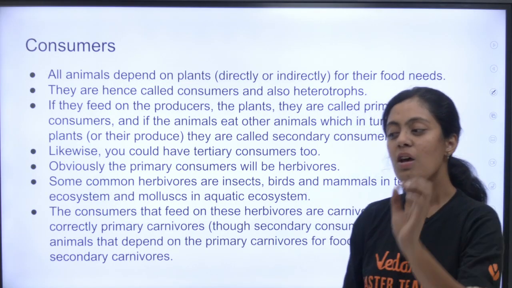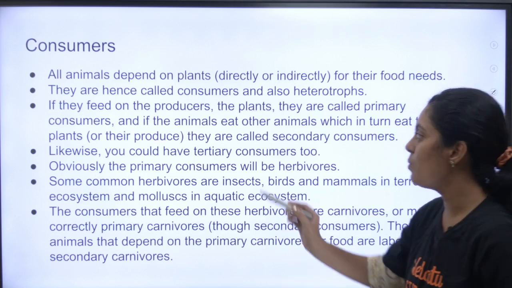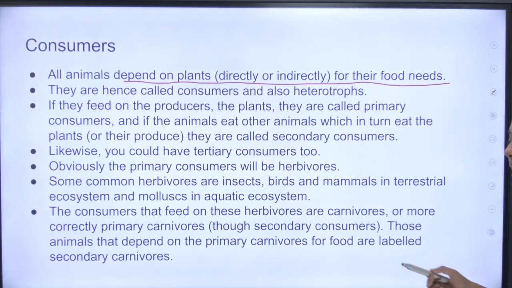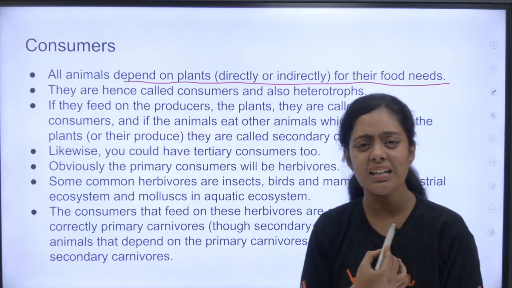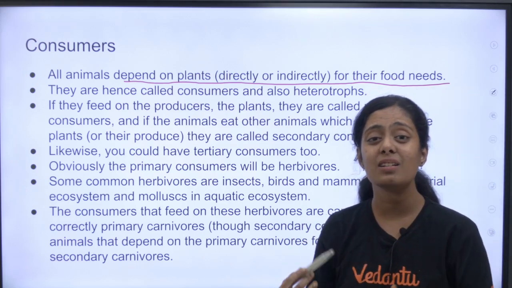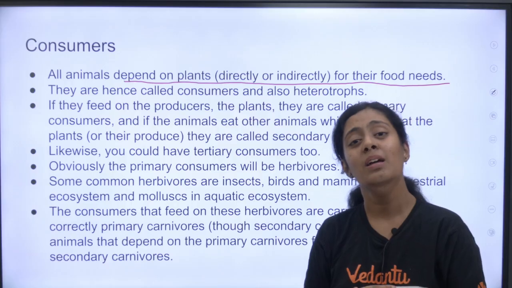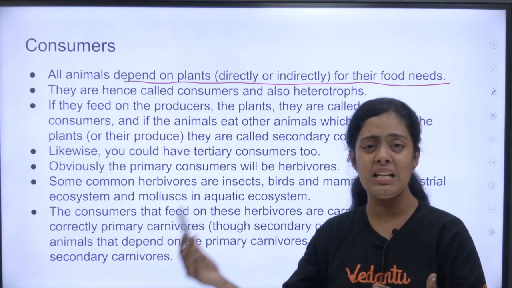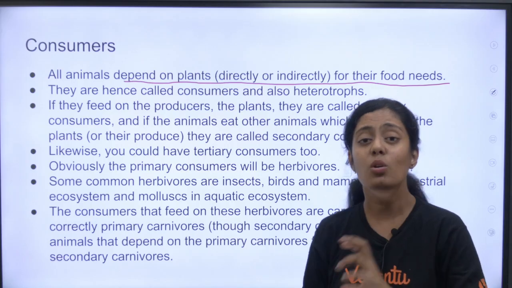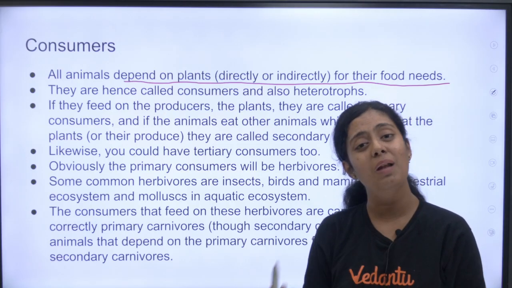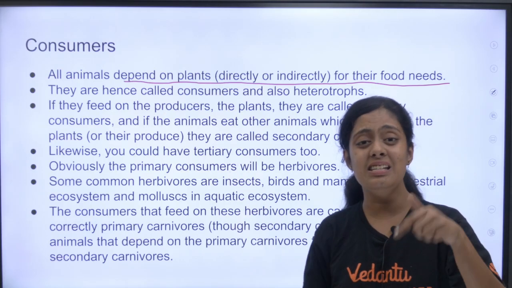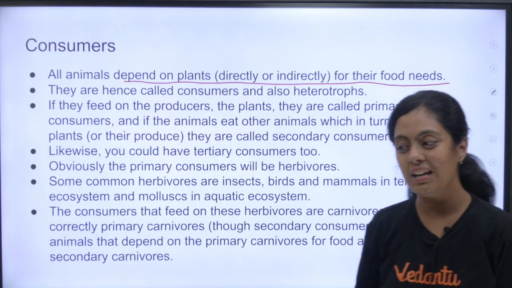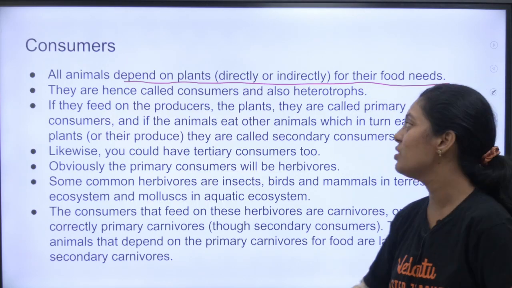Okay, yes. So what are consumers or who are consumers? All animals depend on plants directly or indirectly for their food needs. Na direct ஆவோ indirect ஆவோ, நான் vegetarian ன்னு சொன்னா கூட நான் direct or indirectly I am basically dependent, right? So if I'm completely carnivores, you can see lion is completely carnivores. You can't tell that is not dependent on plant, right? So this lion eats deer, deer eats your plant, so it is directly or indirectly dependent, right?